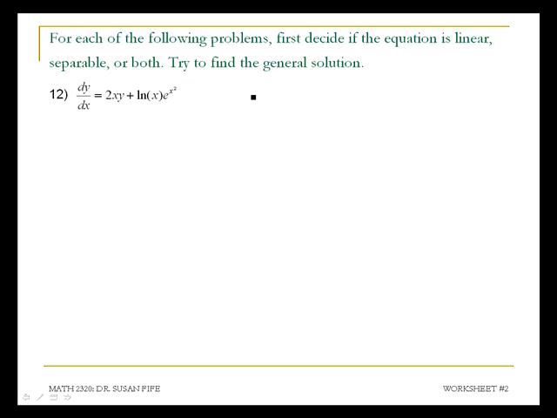Okay, number 12. On this equation that we're given, notice that we've got the derivative on one side of the equation, and then on the right side of the equation we have two terms. Our first term is 2xy, and our second term, natural log of x times e to the x squared. The second term contains only x's, and there's no way to factor a y out, so that you could write this right side of the equation as a function of x times a function of y. And so this is not a separable ODE.